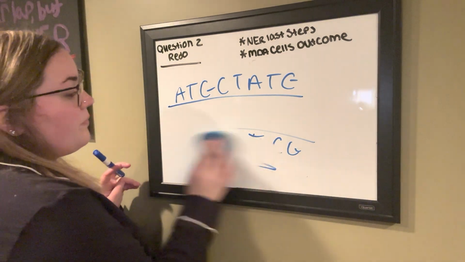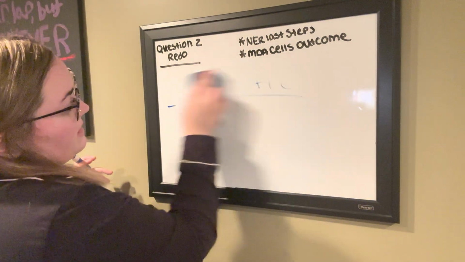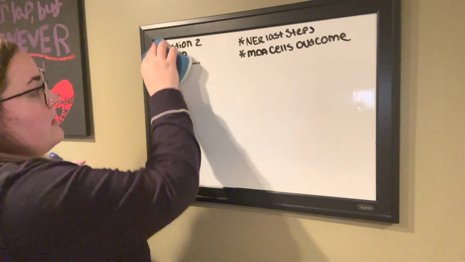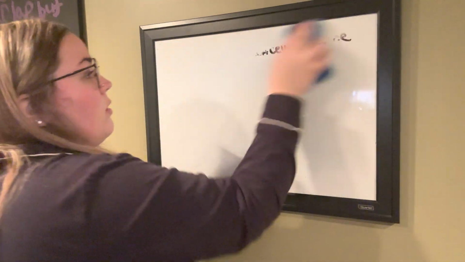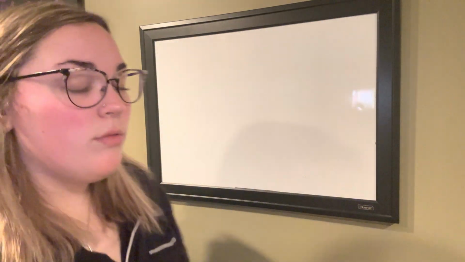So that's the problem with our MDA cells: they can't go through cell death. They can't go through nucleotide repair because they lack p53. So they're just going to keep replicating, cause more mutations, just keep on going. So thank you.